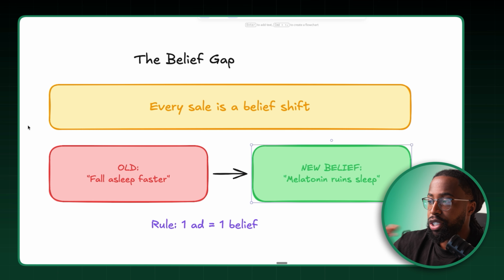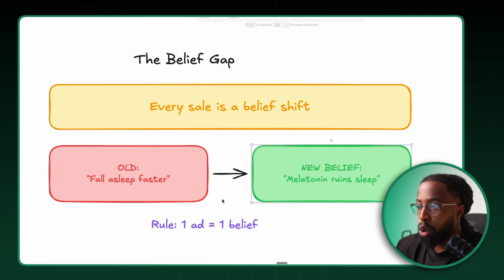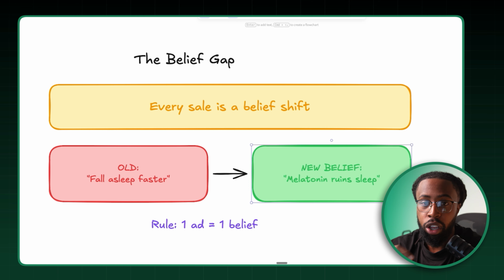But if your ad positions it in a way where it's changing their belief, making them go from one way of thinking to a new one, this is what builds trust, curiosity, and this is what drives action. Okay. So one rule that you have to go with is that each ad has to have a new belief. Not 5, not 3, one belief per ad.